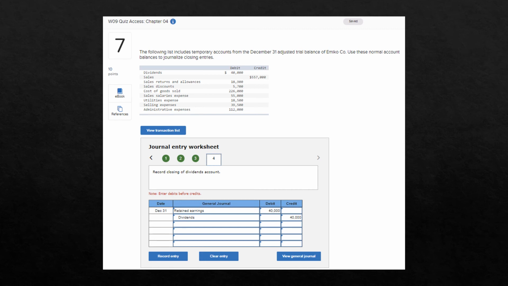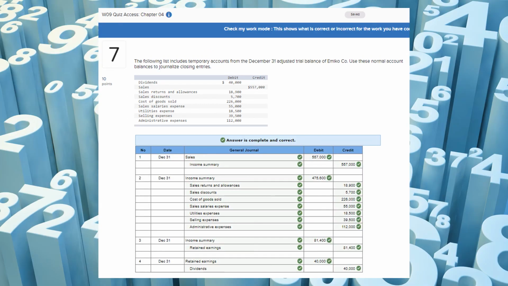That closes all of our accounts, and you can find a handy chart and the information you need in our textbook on pages 153 to 155. Be sure to use the Check My Work button to make sure your numbers are accurate.